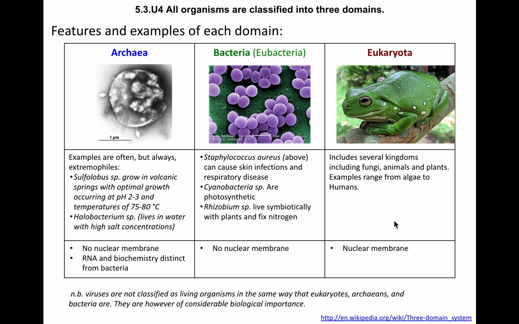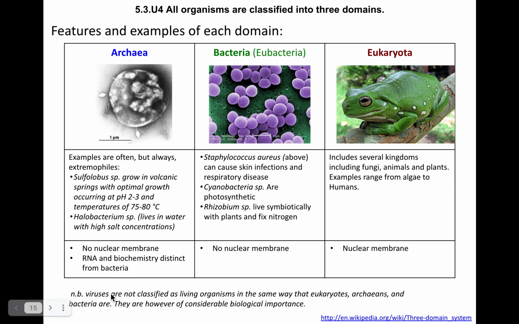Eukaryota, which is what we are a part of, includes several kingdoms, including fungi, animals, and plants, and examples range from algae all the way to humans. And we have nuclear membranes where our DNA is stored. So we have membrane-bound organelles, and that's what makes us, everything in this category, a eukaryote.